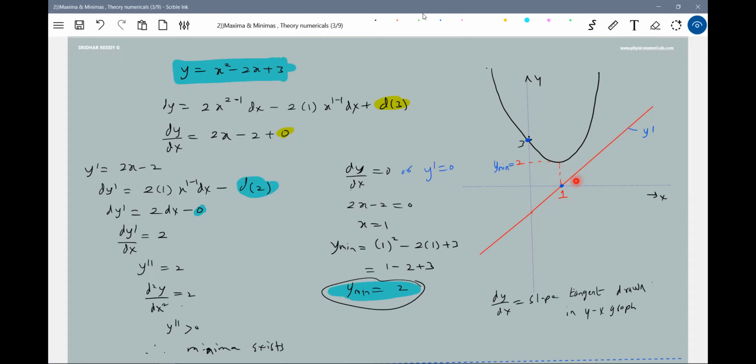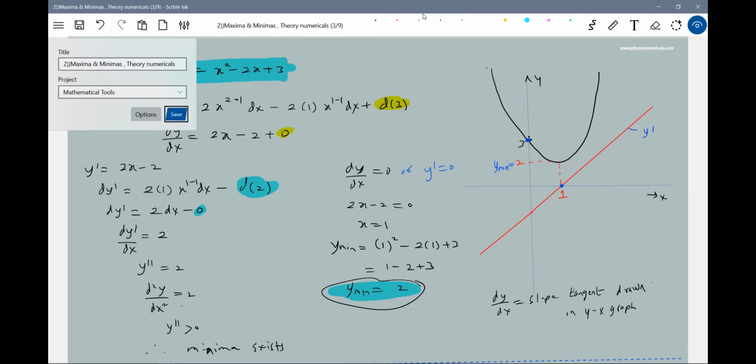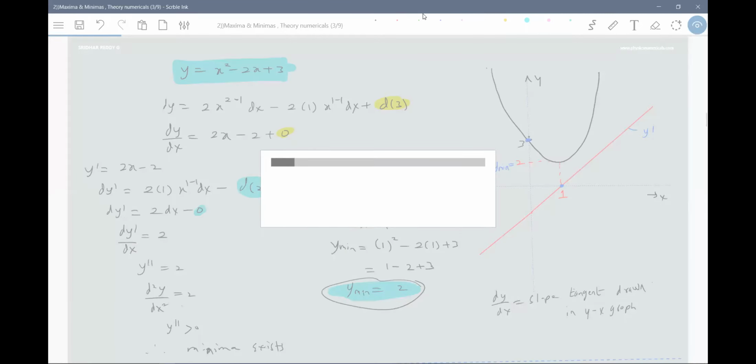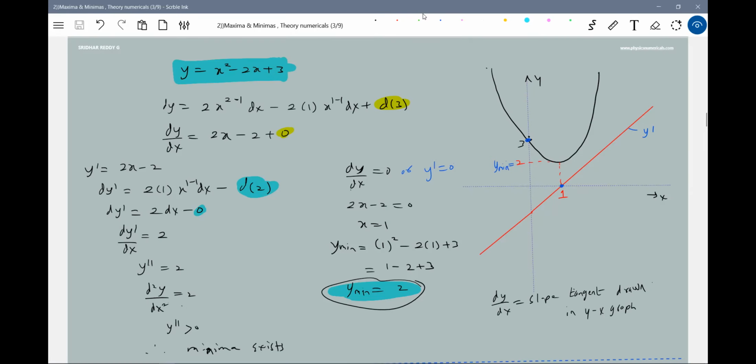Please do try to learn the graphs. Plotting graphs is very essential because the graph will give a lot of information. Let me take the next question.